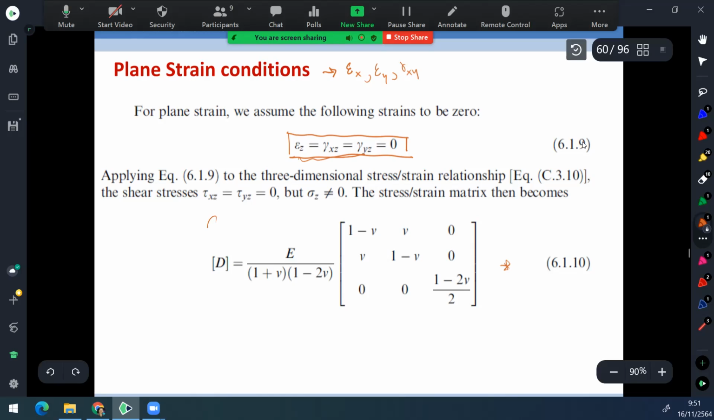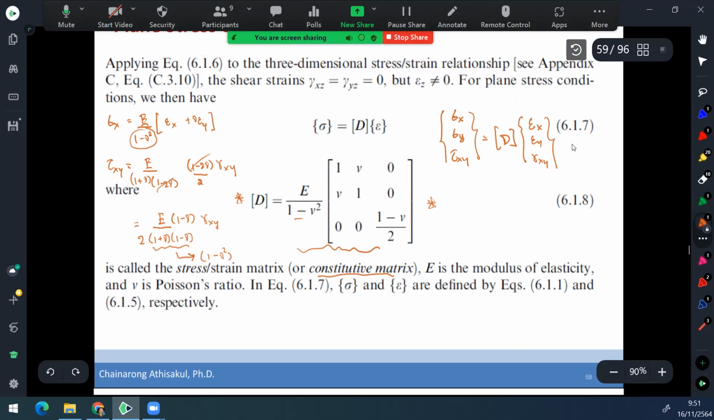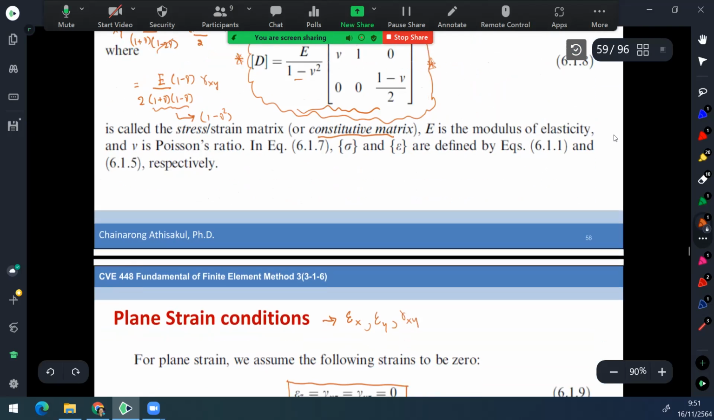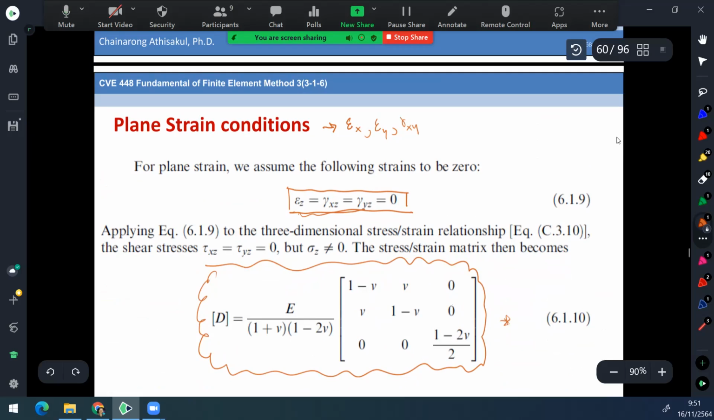You have to note that for the plane strain condition, the matrix D, in comparison with the matrix D for plane stress, is different. It's up to the problem that we define. That is very important to define. So I will stop this clip over here and let you ask some questions.